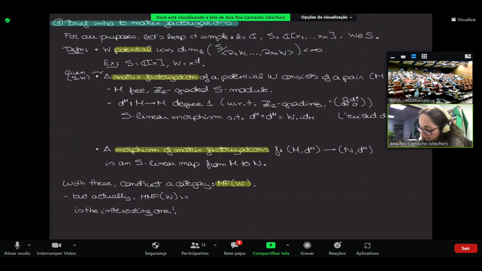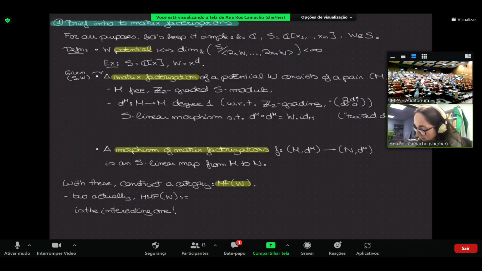All right, so if you give me one of these pairs of a polynomial ring and a potential on it, I can define what a matrix factorization of this potential is. By the way, the name potential has a very physical motivation behind it, because it's actually this extra interaction term that makes up the characteristics of the Landau-Ginzburg model you're dealing with.